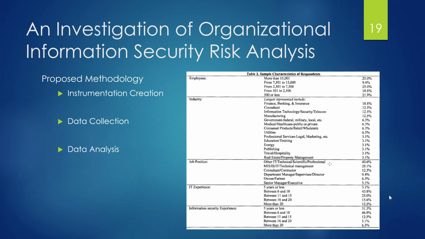So you can see that about a quarter of these are coming from very large companies, more than 15,000 employees. A quarter are in that mid-size, 2,500 to 7,500 employees, and then the remainder are principally in smaller companies. Good mix of different disciplines out there, with the largest being financial, banking, and insurance, consulting, information technology, and manufacturing being large shares, and then everything else is spread into smaller slices of the pie.